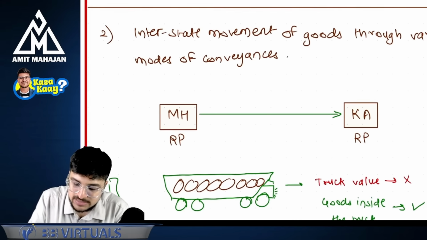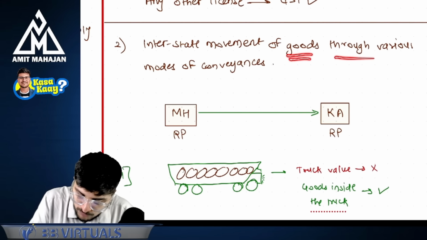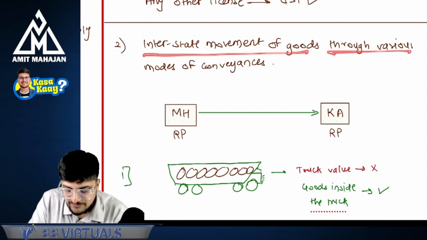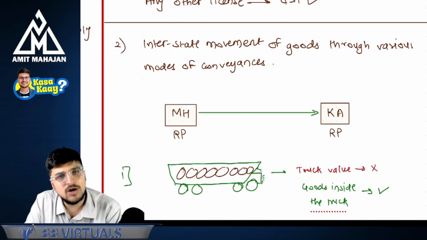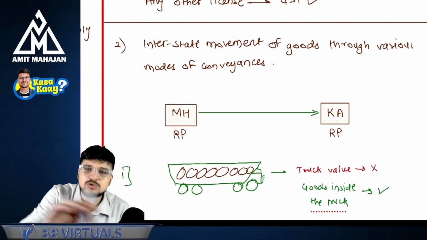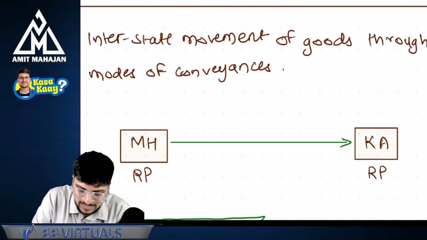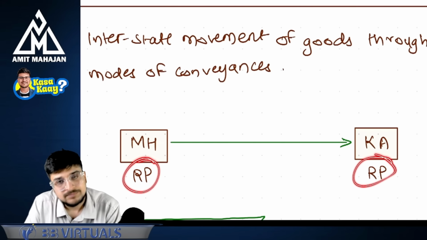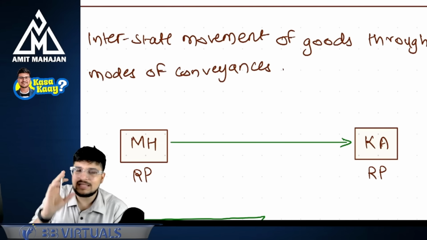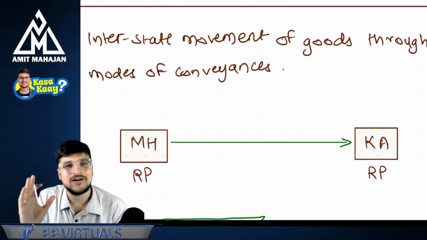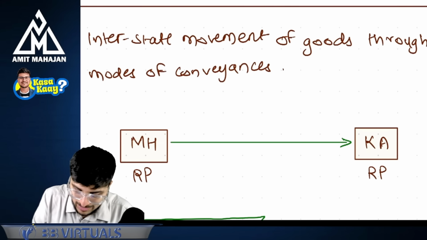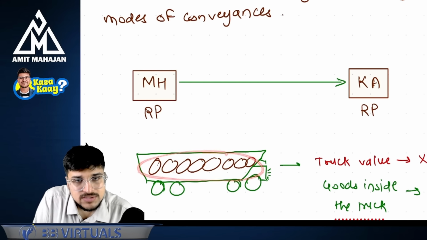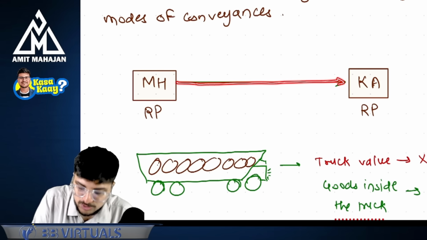Next point, interstate movement of goods through various modes of conveyances. What is the meaning of this? Let's take an example. I have one office in Maharashtra, I have one office in Karnataka, and both are registered. I want to transfer certain stock from Maharashtra to Karnataka. So what did I do? I have one truck. In that truck, I loaded all the goods and transferred those goods from Maharashtra to Karnataka.